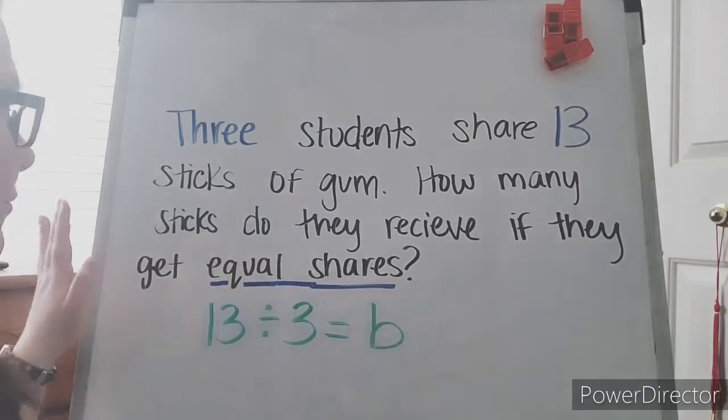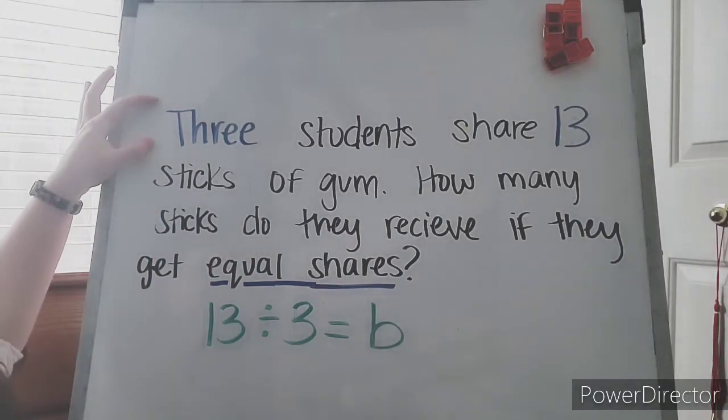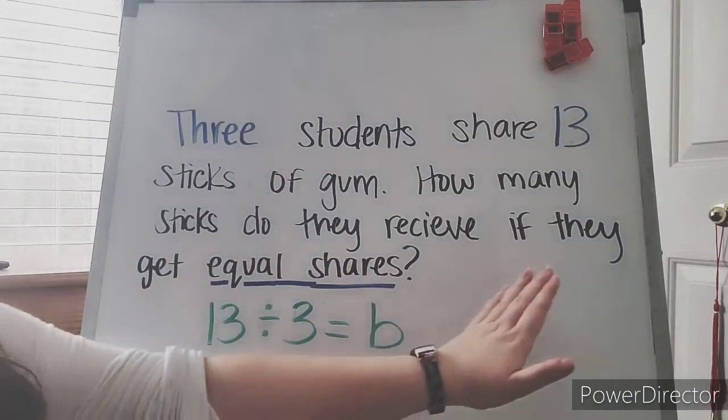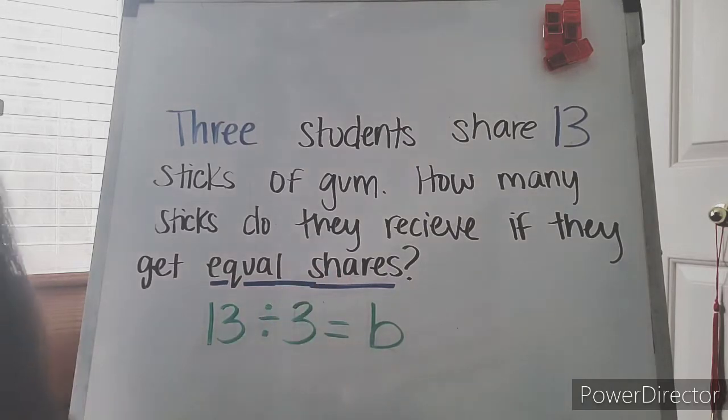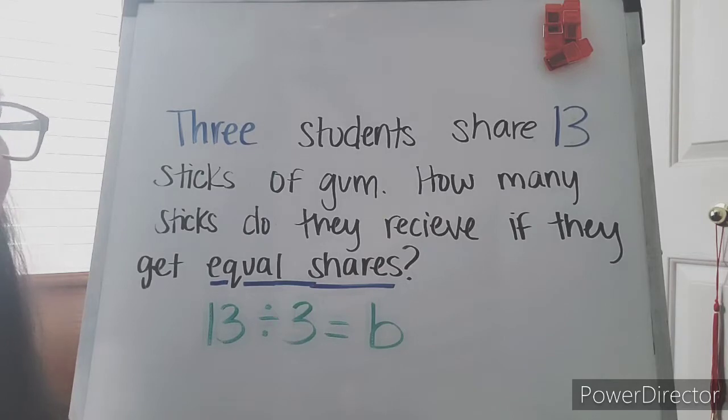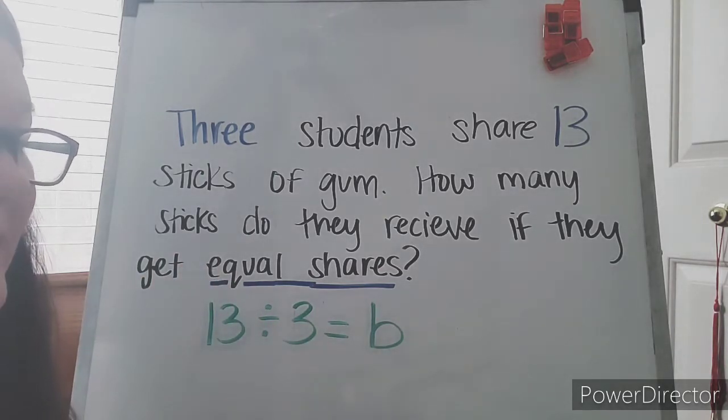Everyone, here's my division problem for the day. 3 students share 13 sticks of gum. How many sticks do they receive if they get equal shares? So equal shares means that everyone gets the same amount, no matter how many there are total of that thing.